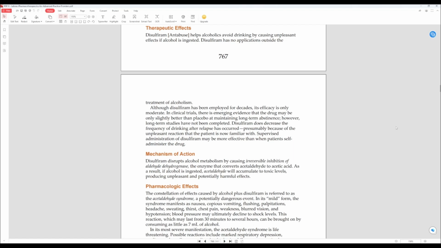Disulfiram does decrease the frequency of drinking after a relapse has occurred, presumably because of the unpleasant reaction that the patient is now familiar with. Supervised administration of disulfiram may be more effective than when a patient self-administers the medication.